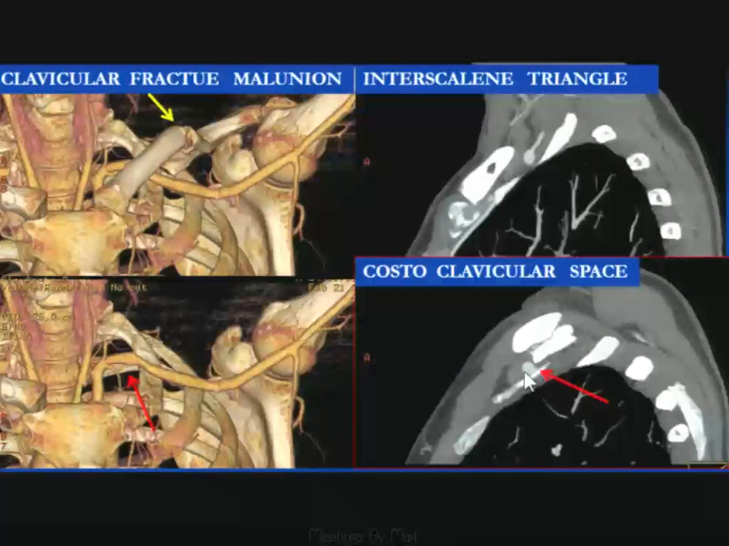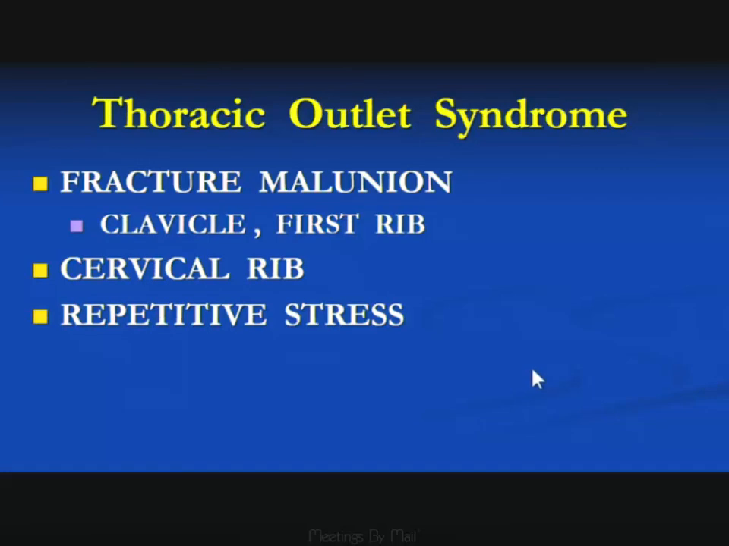Probably not. But there is some danger of this vessel over time becoming thrombosed due to the fact that it's under some degree of stress, and it's got this piece of bone sticking at it constantly over time. So thoracic outlet syndrome can result from fracture malunion. The clavicle or the first rib may be involved. It can be a cervical rib issue, or it can be repetitive stress in patients who have some degree of narrowing of that interscalene triangle with exercise-induced abduction, elevation of the arm.